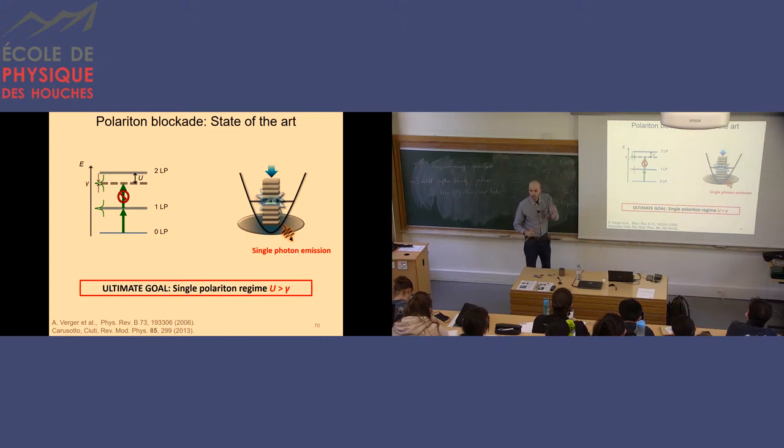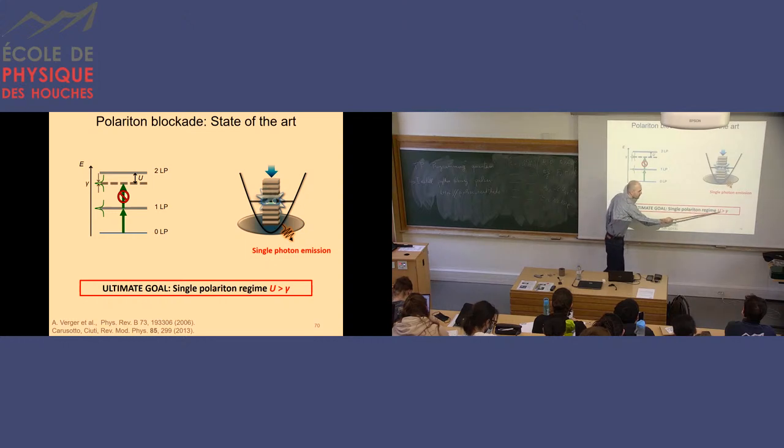Gamma is the photon lifetime, which translates in the spectral domain into some width of the resonance. So if you want to be in the blockade regime, you want to make sure that this interaction energy is larger than the line width, so that you are not going to excite, through the tails of this Lorentzian line, a second photon. So what you want ultimately is to reach the regime where U is larger than gamma.